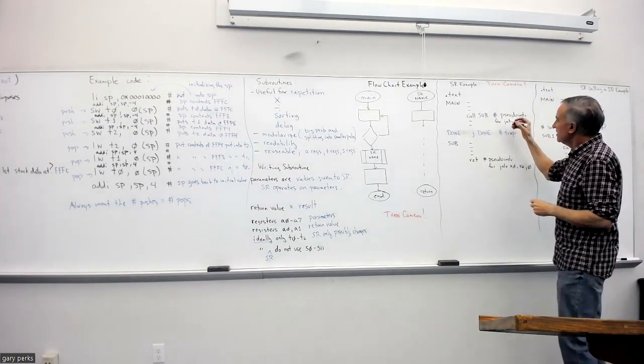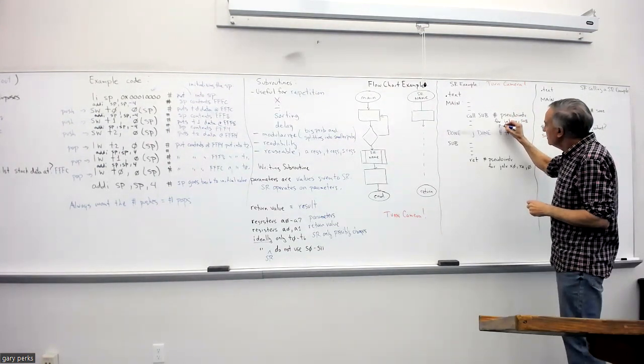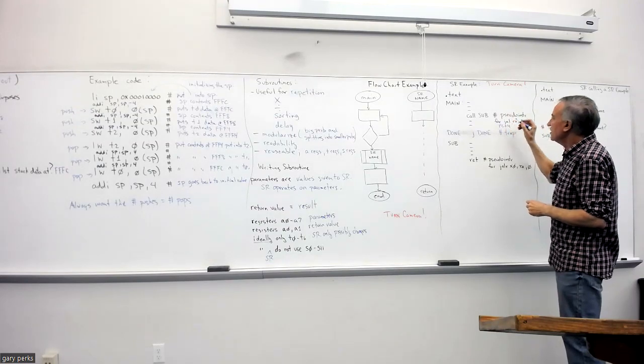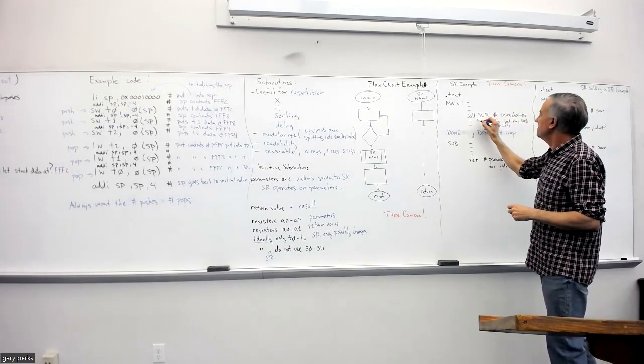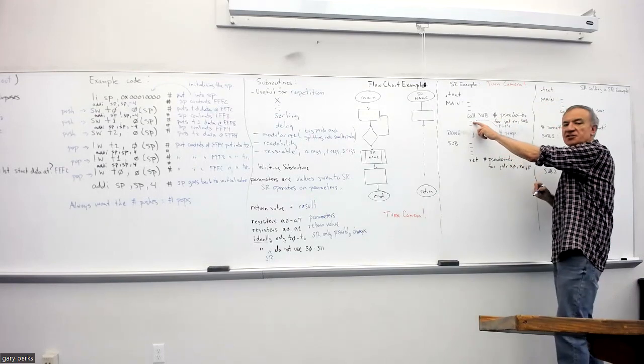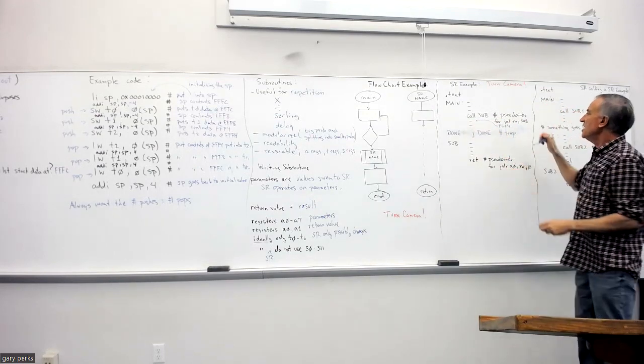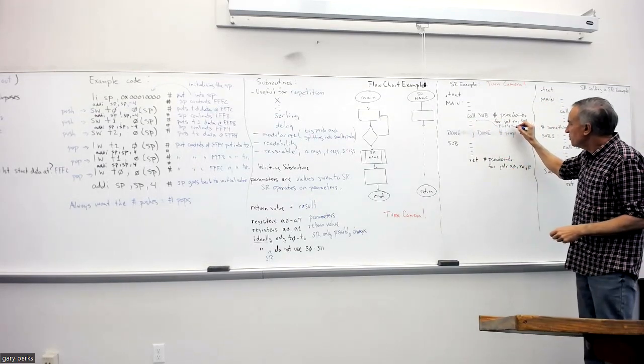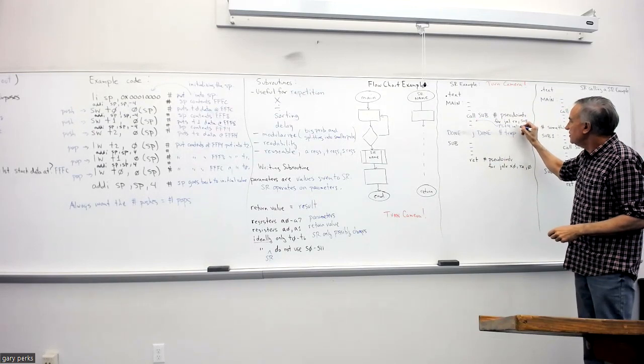See this link, we're taking PC+4, which is this instruction right here, right? It's the instruction right after the call. And we're putting that in. We're putting the PC+4 into register RA.